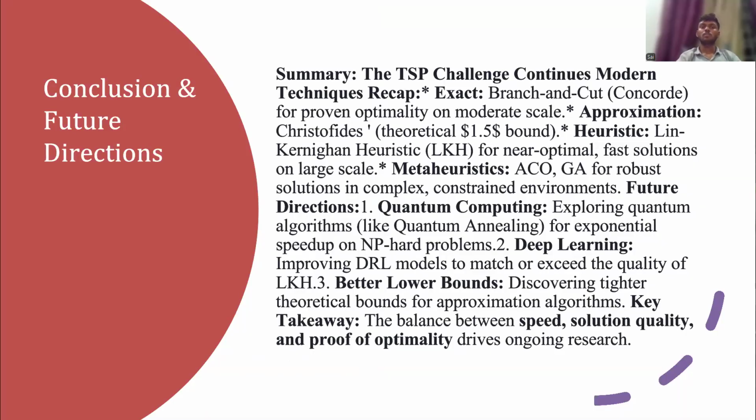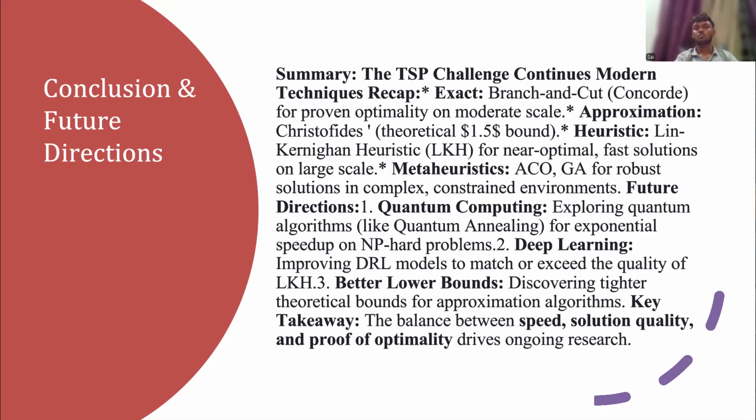Now we are going to end with the conclusion and future directions. The TSP challenge continues. Modern techniques recap: exact, branch and cut for proven optimality on moderate scale. Approximation: Christofides, theoretical 1.5 bound. Heuristic: Lin-Kernighan heuristic, LKH, for near optimal fast solutions on large scale. Metaheuristics: ACO, GA for robust solutions in complex constrained environments.